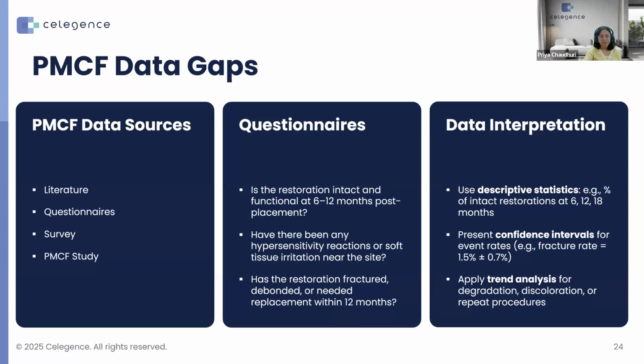If you see some example questions we have set out here, so whether the restoration remained intact and functional at 6 to 12 months, which is again considering the fact of what we are claiming as part of the CEP. Now, any reported soft tissue irritation or any kind of hypersensitivity that the patient might face, or failure events like fracture, debonding, replacement, etc. And these are directly tied to the performance and safety endpoints that we have defined in the CER again, and which will help close the loop on the clinical uncertainties which are highlighted through appraisal of the SOTA literature.